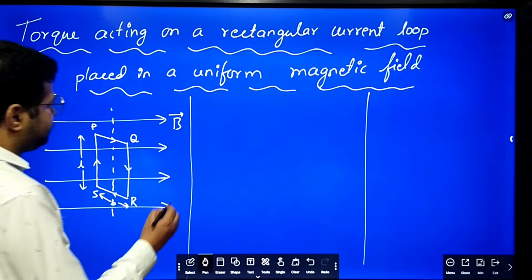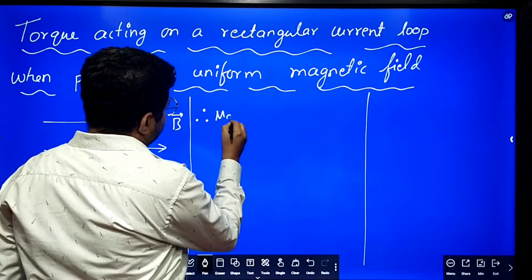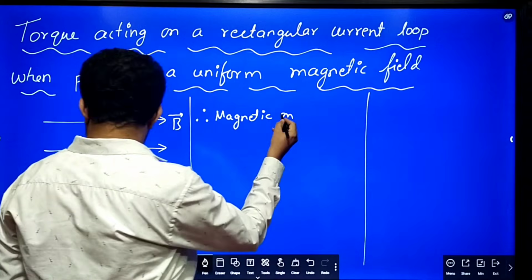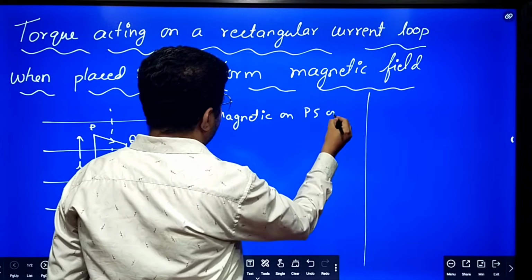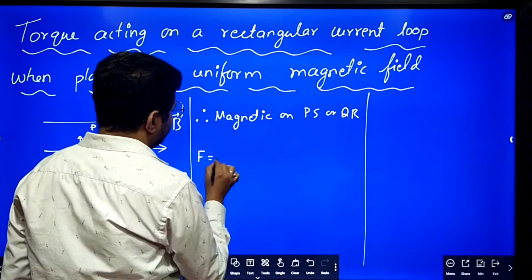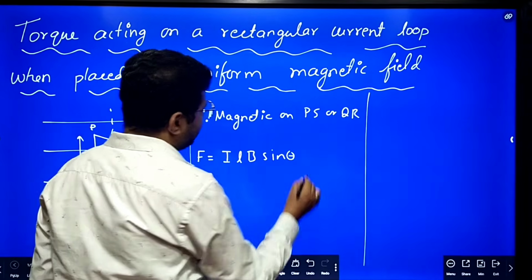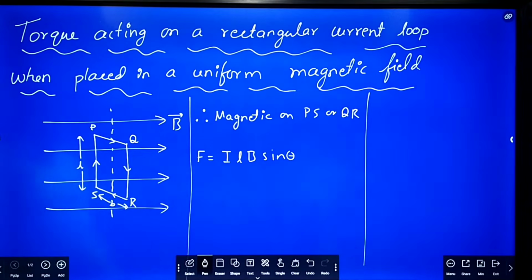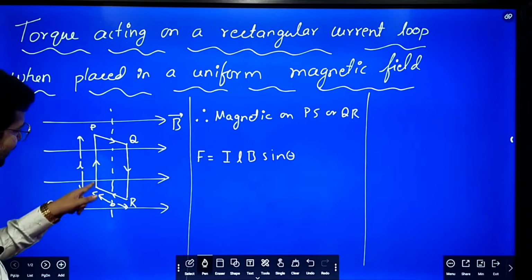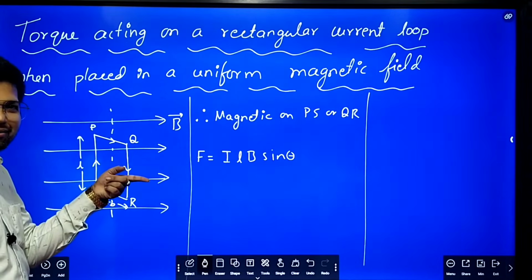Now therefore, the magnetic force on PS or QR, that F is equal to ILB sin theta. Correct? Magnetic force is equal to ILB sin theta. What is theta? Theta is the angle between L and B. So this is L, length of the conductor. Where is the magnetic field? Magnetic field is in this direction.